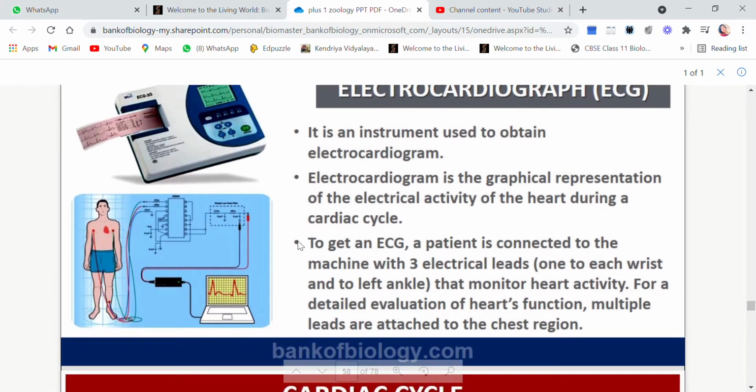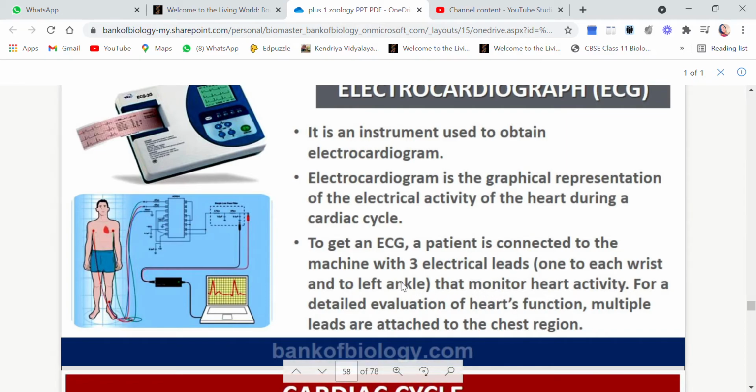Now, to get an ECG, a patient is connected to the machine with three electrical leads, one on each wrist and one on the left ankle. So there are two wrists, and two leads are connected on the hands at the wrists, and one is connected to the left ankle. So three electrical leads are connected onto the person.